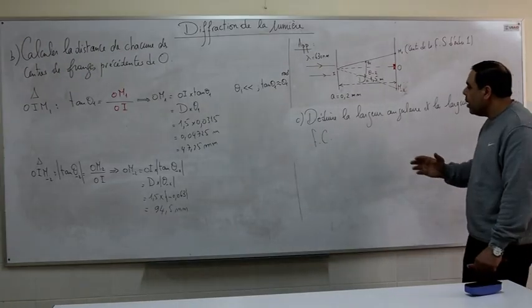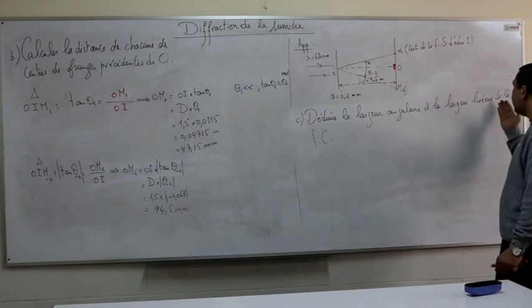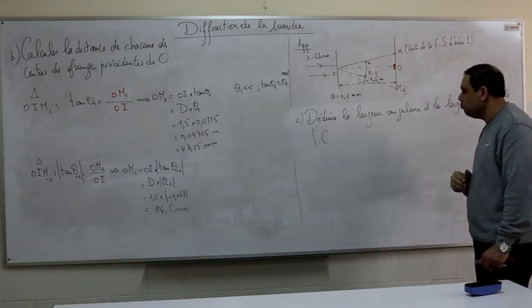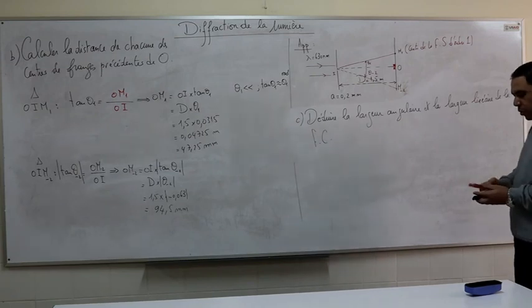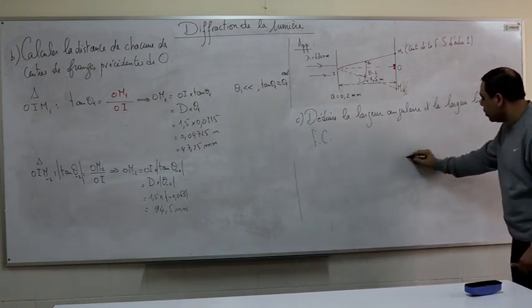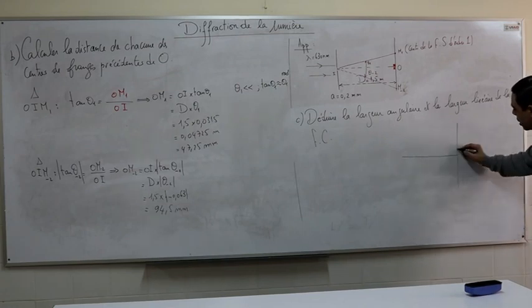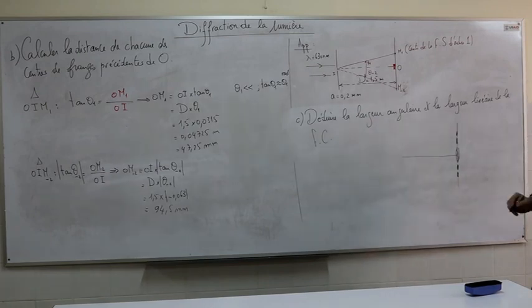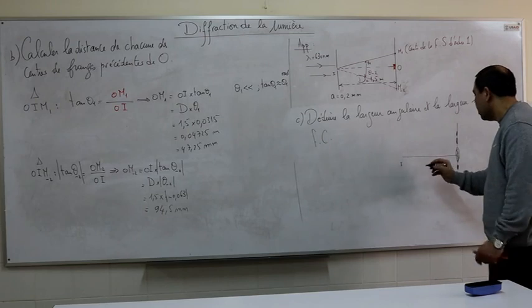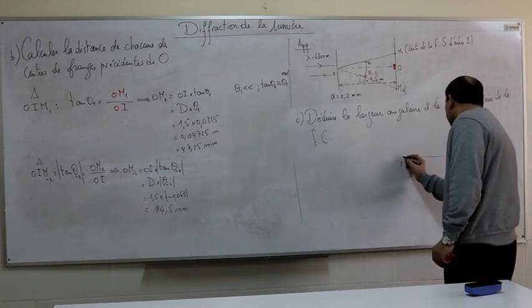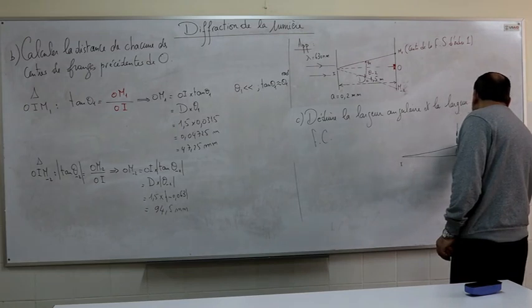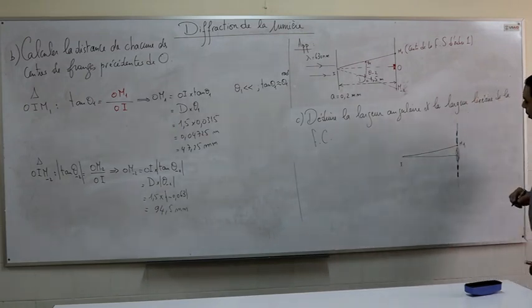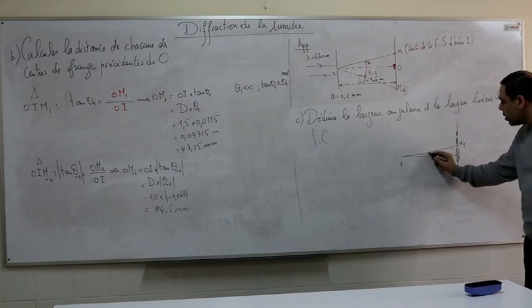Now in part C, we have to deduce the angular width and the linear width of the central fringe. To do this, let's first draw a figure. Here's the figure. Here's the observation screen, and this is the central fringe. These are the other bright fringes. This is I. Here's M1. And here is theta 1.